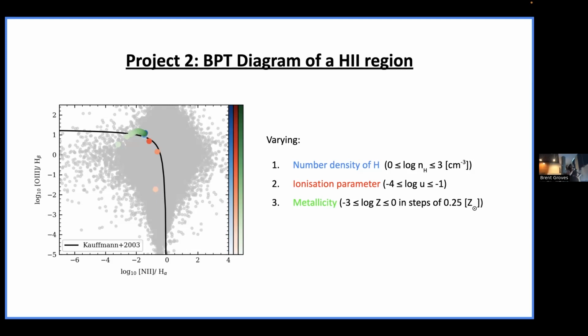Then if you change the ionization parameter, which is in red, the higher the ionization parameter, the better you are able to ionize your gas. So in the end, you will create more oxygen 3 and more nitrogen 3, but here we are plotting the nitrogen 2. So what happens is that this goes up, increasing, and then goes to the left. This is what we found.